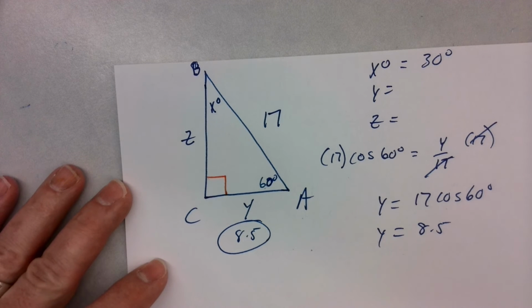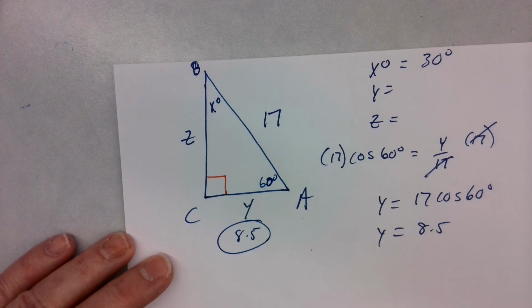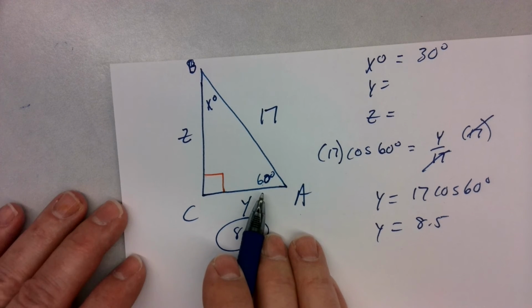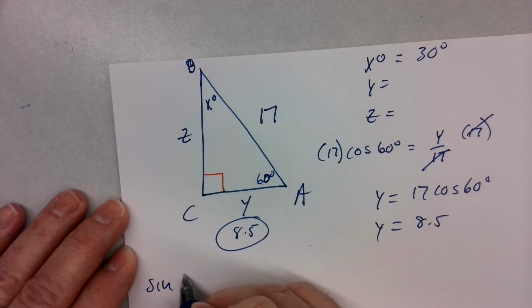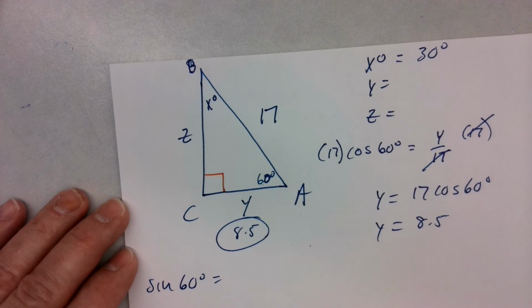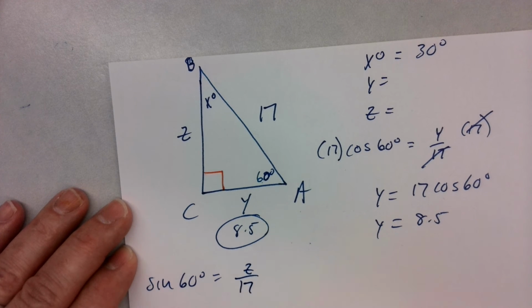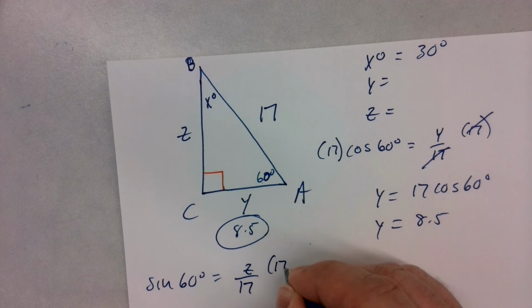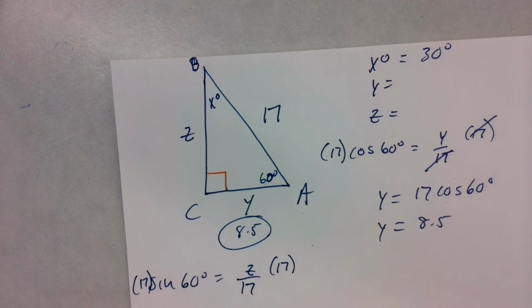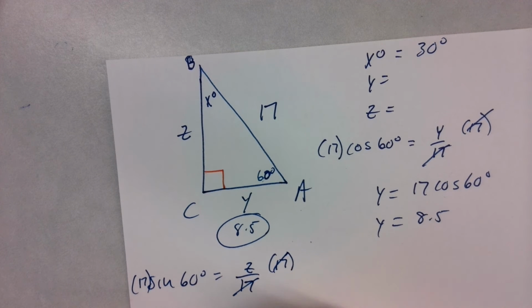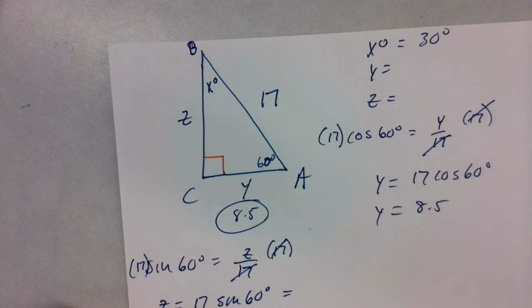What would I need to use now though? Sine. Why sine, Palmer? Because it's opposite what I know. So I'm going to go sine of 60 is equal to what? Yeah, z over 17. And I'm just going to times by 17, times by 17. That's going to give me z equals 17 sine of 60 degrees. And that's going to give me what?